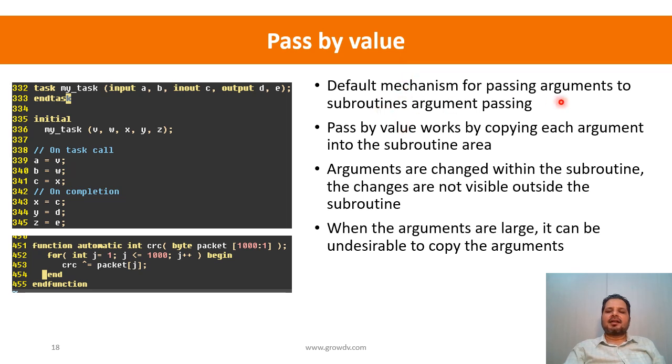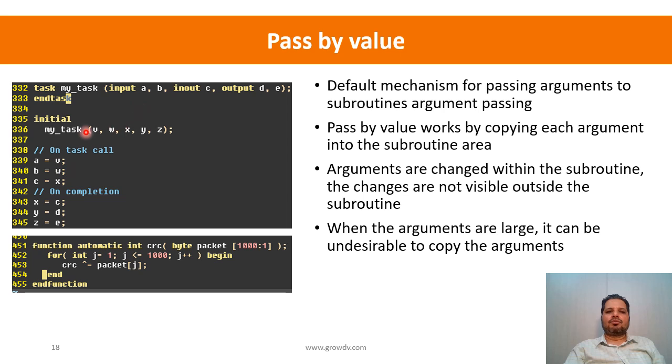The default mechanism for passing arguments to subroutines is pass by value. The way pass by value works is that it copies each of the arguments into the subroutine area, and if the arguments are changed within the subroutine, the change will not be visible outside the subroutine. And when the arguments are large, like if I have a huge array, then it can be undesirable to copy the arguments.